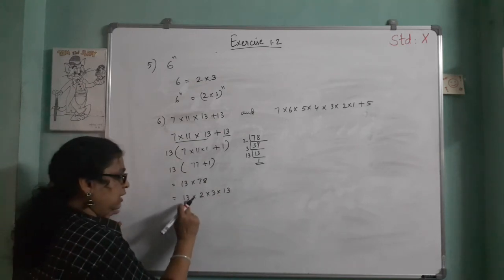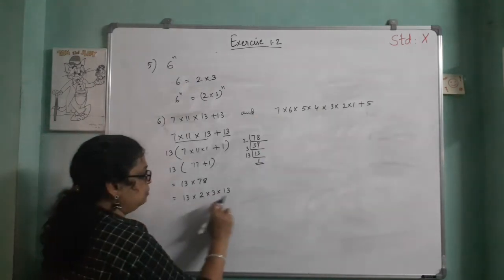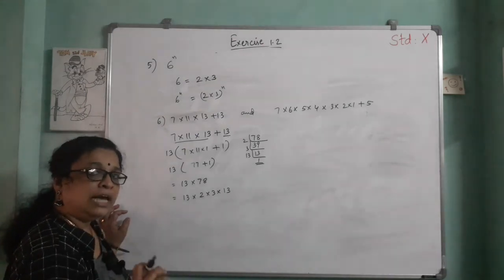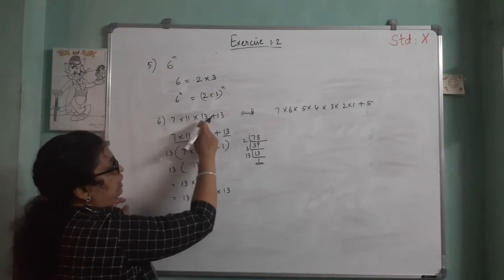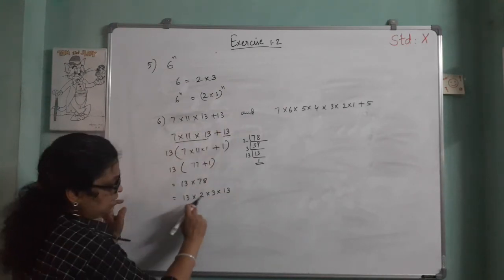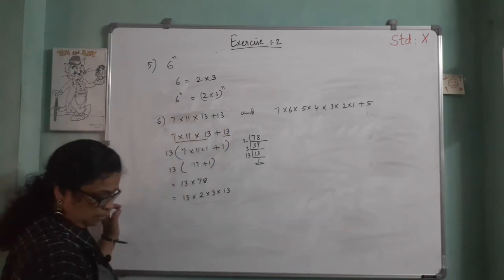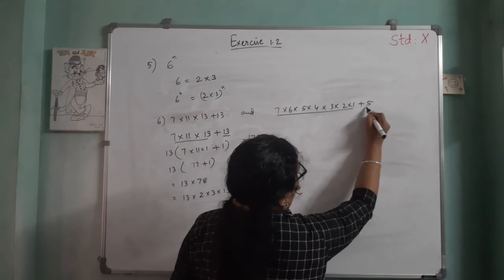Now listen, 13, 2 and 3 are all prime numbers, that is, a product of prime numbers. So we know that a composite number can be expressed as the product of primes. So 7 into 11 into 13 plus 13 can be expressed as the product of these primes. So this is a composite number.